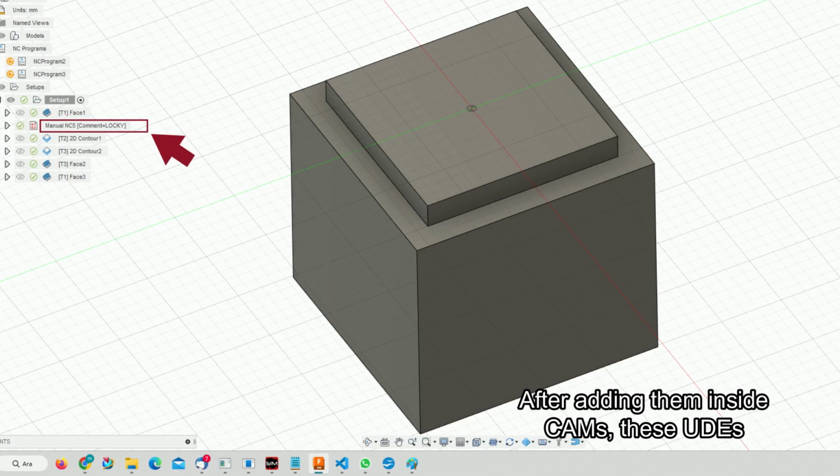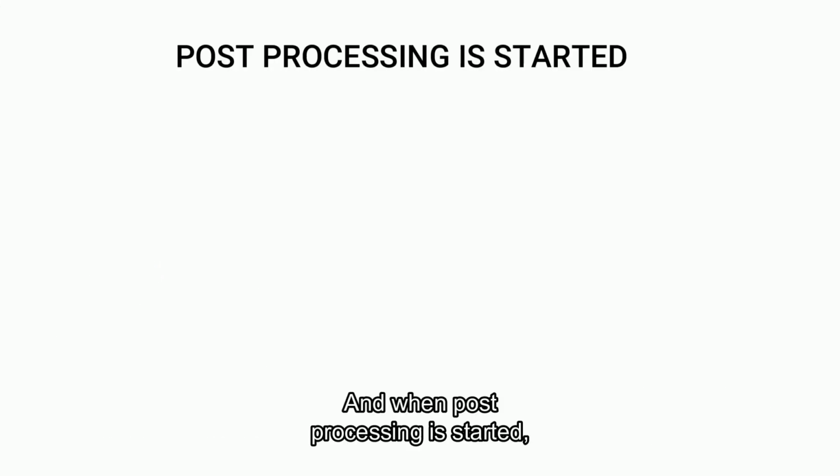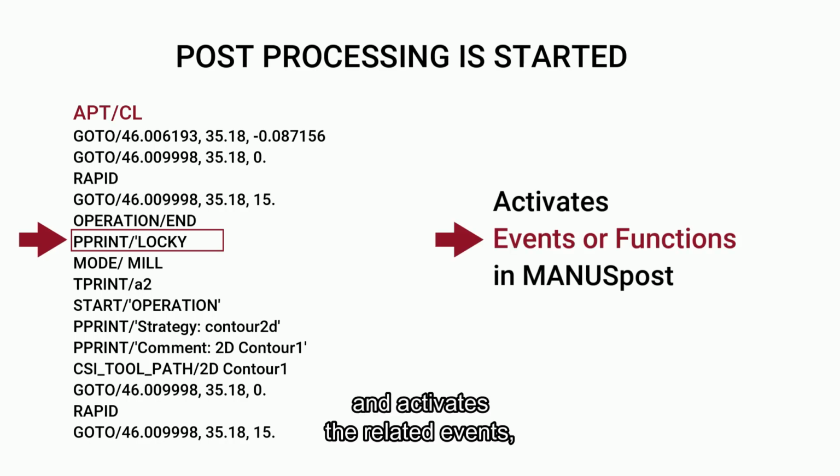After adding them inside CAMs, these UDEs are automatically written inside the apt.cl file. And when post-processing is started, Monospost reads these UDEs and activates the related events or functions inside the post-processor.